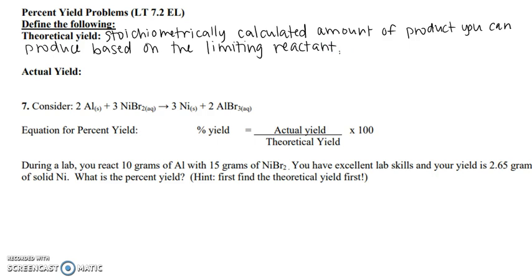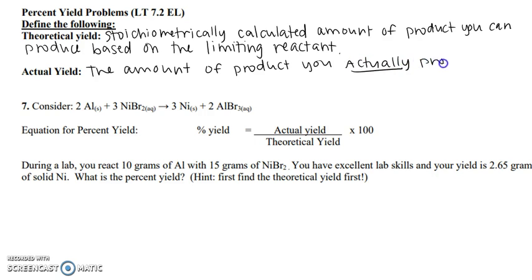Whereas the actual yield is the amount of product you actually, keyword, produce in the lab when you perform a reaction.